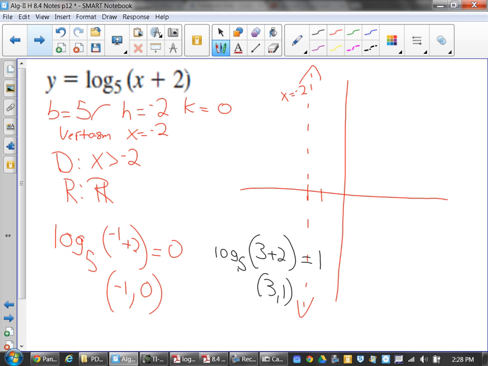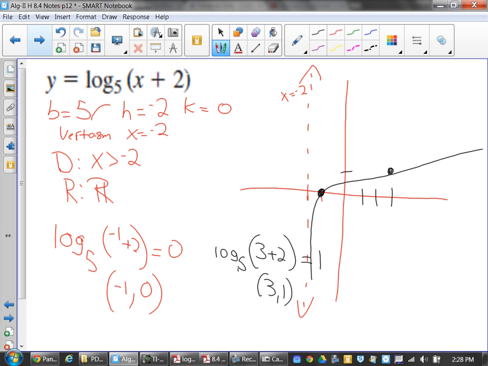Those are the only 2 points you got to get me. -1 and 0. 3 and 1. Hopefully it's matching the curve that we were looking at to begin with, and it is. And there you go.